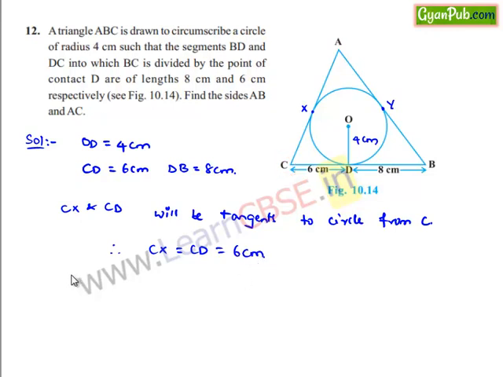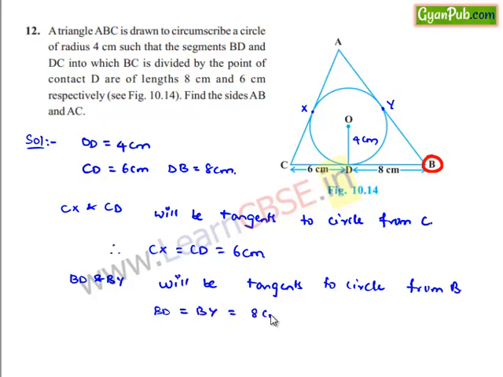Now, if we consider BD and BY also be the tangents to the circle from common point B. Therefore, the length of tangents drawn from any external point to the circle will be of equal length. That is, BD will be equal to BY, which is 8 cm. Now, let us join OX and OY and also AO. Let us also join the CO and OB.